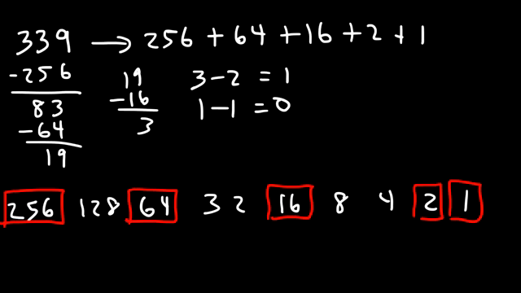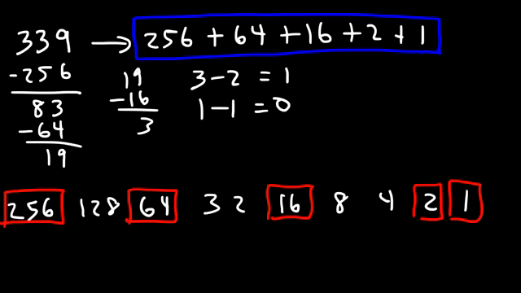Make sure that these numbers, all of these base 2 numbers, add up to 339. And so type in 256 plus 64 plus 16 plus 2 plus 1. And that will give you 339. Just to make sure that you did everything correctly.